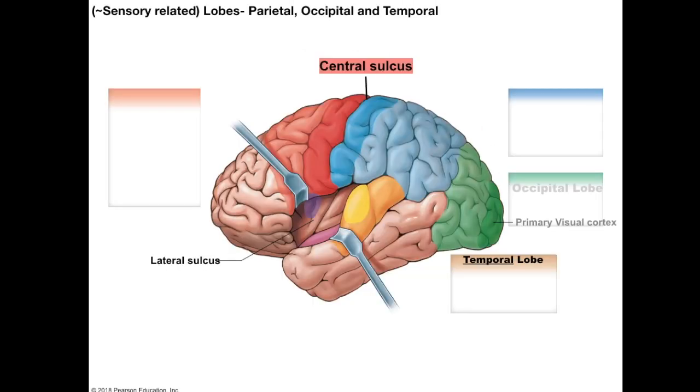The temporal lobe is the location of the primary auditory cortex, receiving information initially picked up by that hearing apparatus that converted sound waves into electric signals. Then deeper inside the temporal lobe is the olfactory cortex, which interprets the sense of smell.